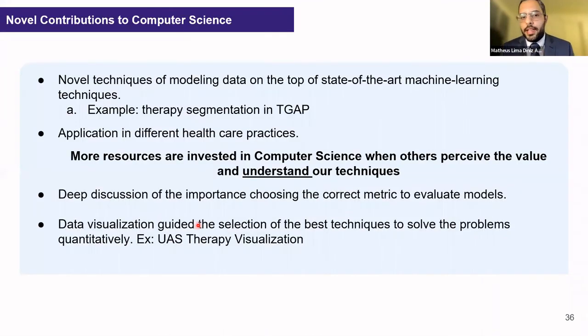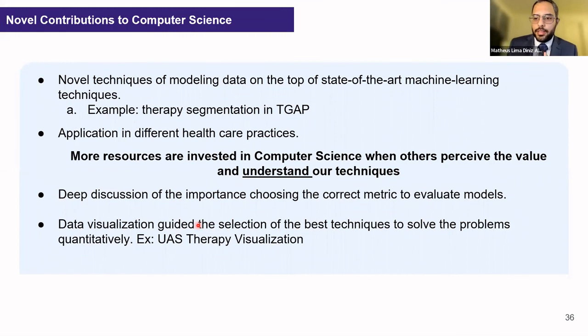And what would be the contributions to computer science? The first thing that we can note is novel techniques, right? In the case, for example, of TGap, we are on top of state-of-the-art machine learning algorithms. We are providing new techniques like the therapy segmentation to solve this problem.